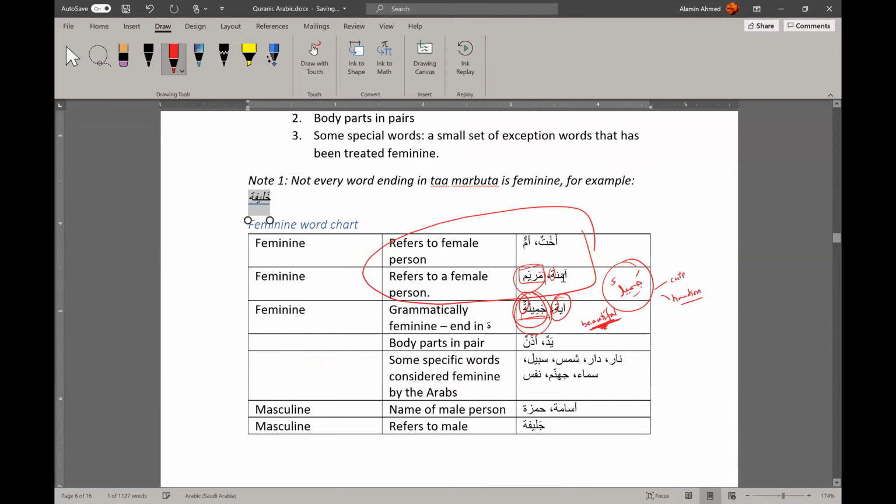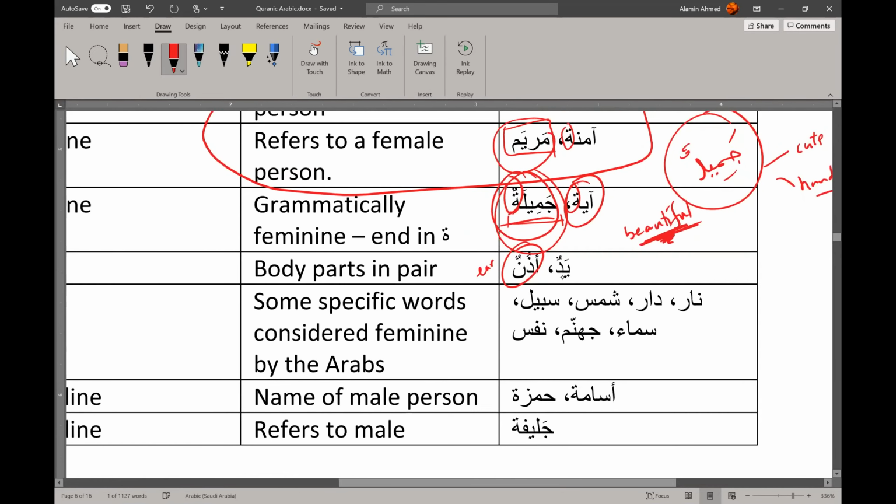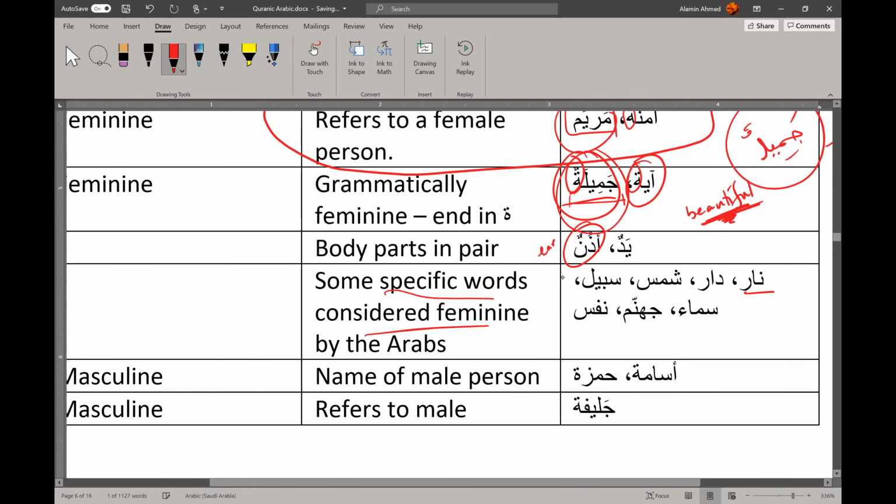And then we also talked about the body parts, and I gave you a few examples. Udun, in your vocabs, is ear. Udun comes in the Quran, mostly in the plural. Yad, hand, also comes in the Quran. And then we talked about some special words that are considered feminine because they are special words. Dar, shams, I gave you all of these. I didn't think I gave you sama. What is sama? Sama is sky, and it is also considered feminine.